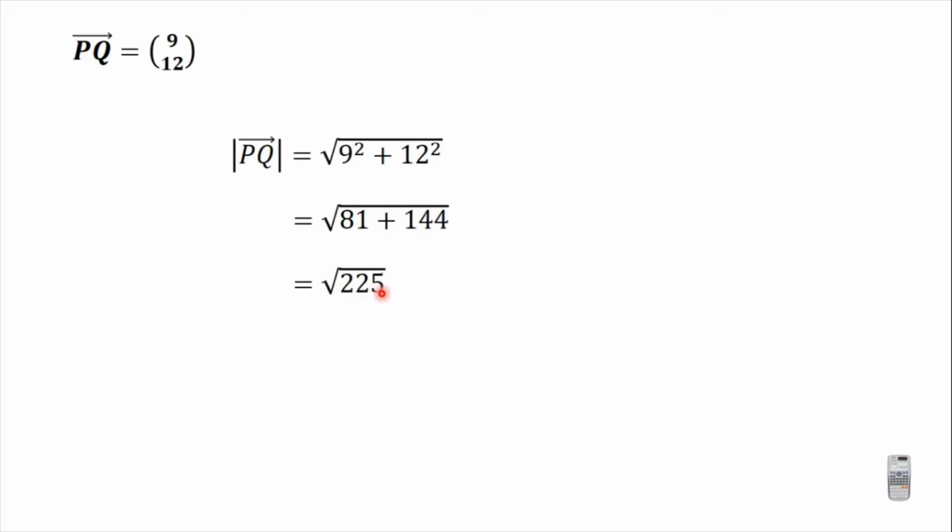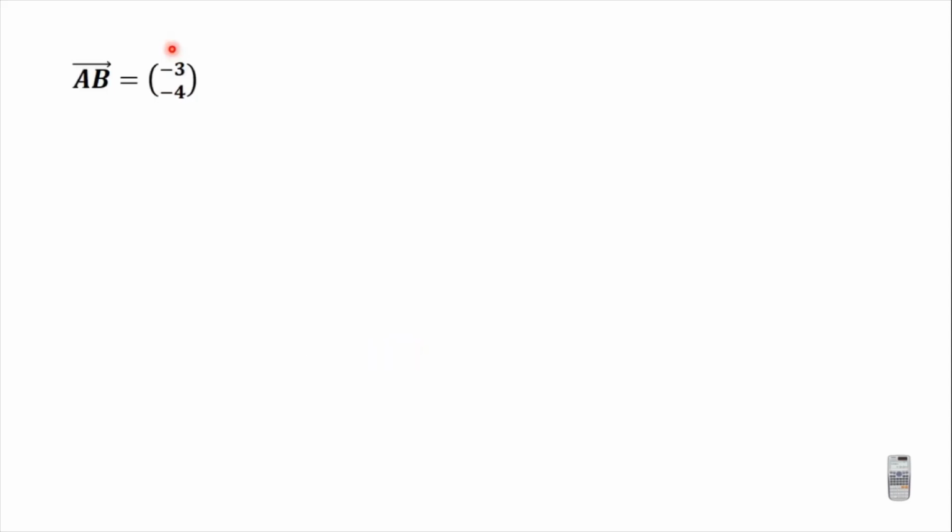225, sorry. When you do this on your calculator, you are going to have 15 units. We don't know the unit of this vector, so you write it as units. So you have 15 units. The answer here has units added because the unit of this vector was not given to us. Let's go on to the second one, vector AB.